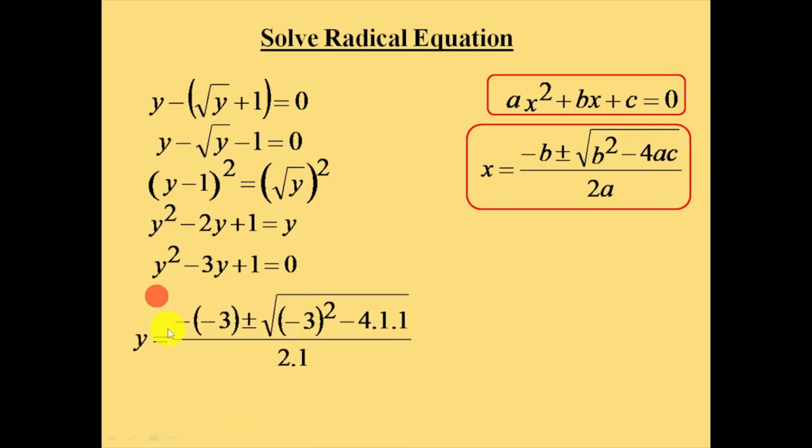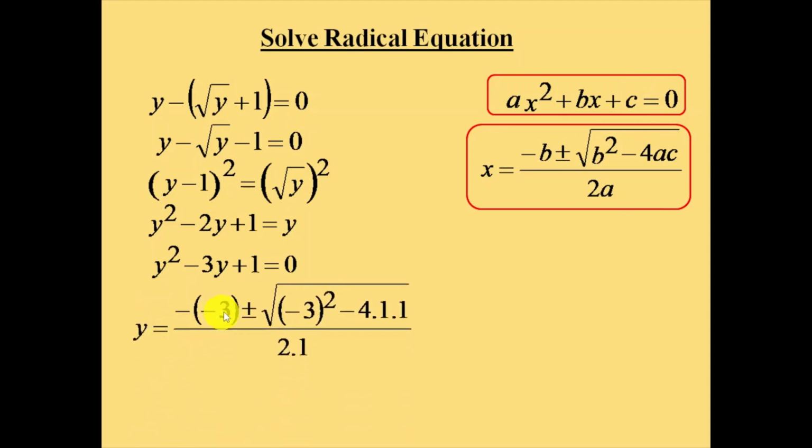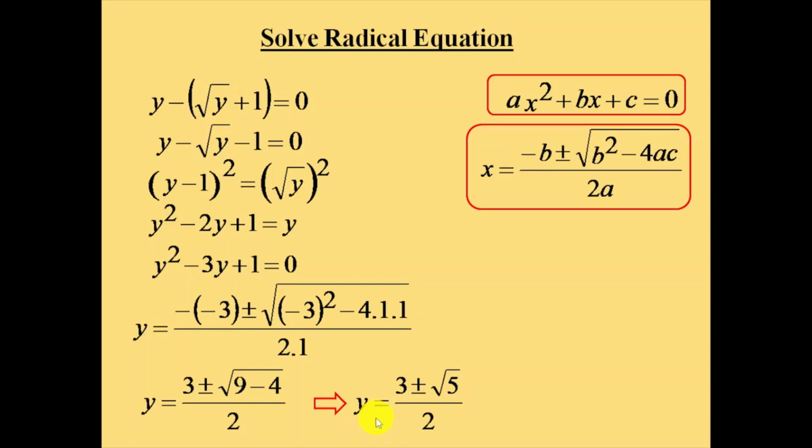So the value of y will become like this: minus of b, minus 3, plus or minus square root of b square, minus 3 whole square, minus 4ac, 4 into 1 into 1, and the denominator is 2a, 2 into 1. It will become minus of minus 3, that is plus 3, plus or minus square root of minus 3 whole square is 9, 4 into 1 into 1 is 4. So 9 minus 4, divided by 2 into 1 is 2. So y is equal to 3 plus or minus square root of 9 minus 4, which is 5, by 2. Here y is equal to 3 plus or minus square root of 5 divided by 2.